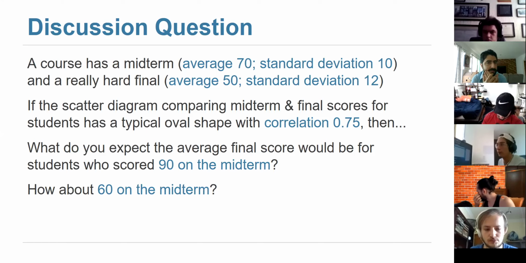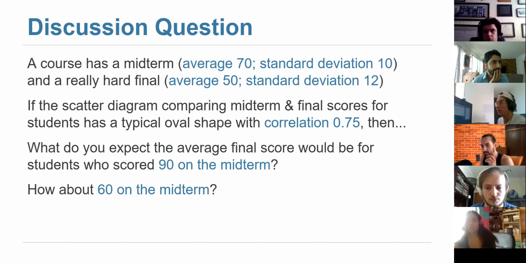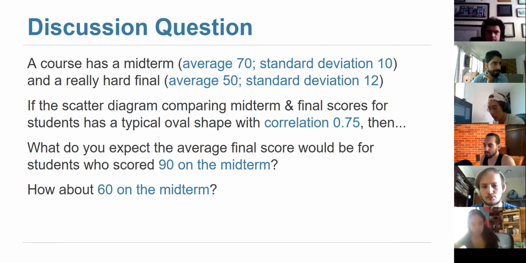I took the 90 on the midterm and changed it to standard units by subtracting 70 and dividing that result by 10. That gave me the standard units of X. That was multiplied by the correlation of 0.75. Then I transformed it back to normal units for Y using the average of 50 and the standard deviation of 12, which was 1.5 times 12, and then plus 50. Then I got the 68.